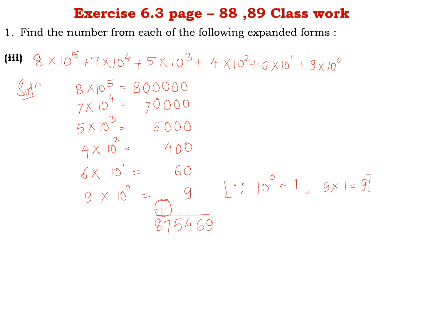8 into 10 to the power 5 will be 8 with 5 zeros. 1, 2, 3, 4, 5. Same way you can change all the digits and finally you will add all of them. Now 9 into 10 to the power 0 will be 9 only, because 10 to the power 0 is 1 and 9 into 1 is 9. When you add all of them, you will get the answer as 875469.